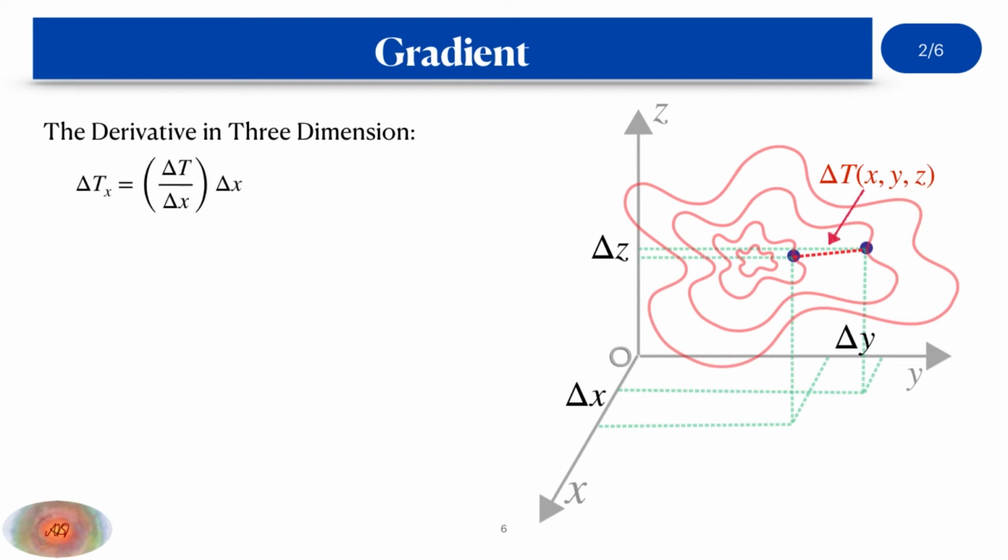So you can write that the change in the temperature along the x direction will be equal to the rate of change of the temperature along x, which is nothing but delta t divided by delta x.